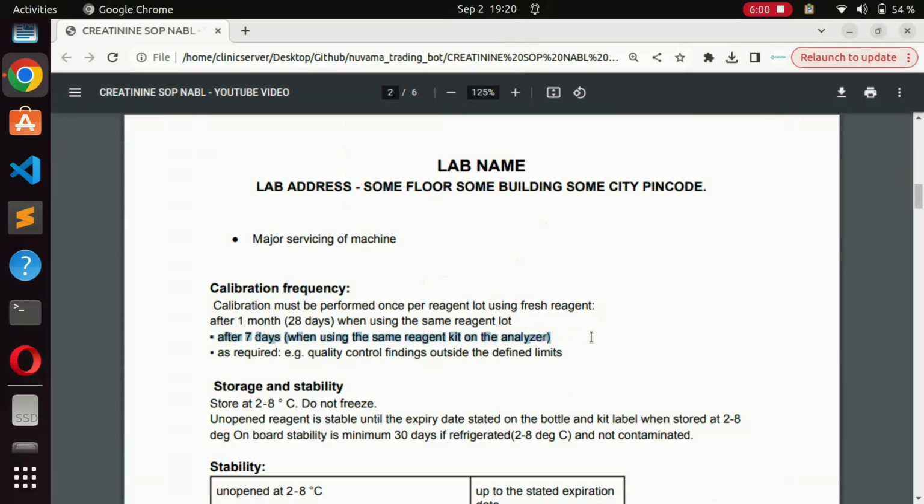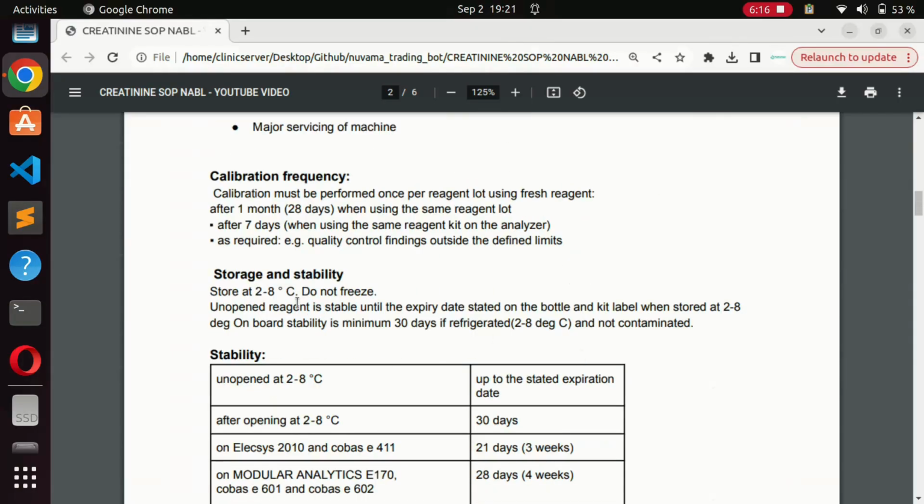Then if we are using the same kit, that means the same opened bottle on the machine, we recalibrate after 7 days. So we only allow a given bottle to survive on the machine for 7 days without recalibrating it. And even within those 7 days, if any of the quality control findings are outside the defined limits, the reagent will be recalibrated. Then we must discuss the storage and stability of the reagent.